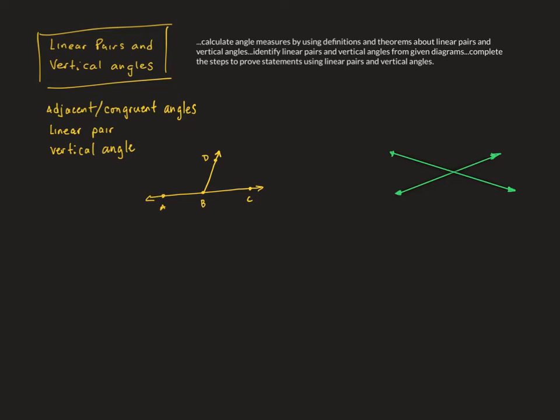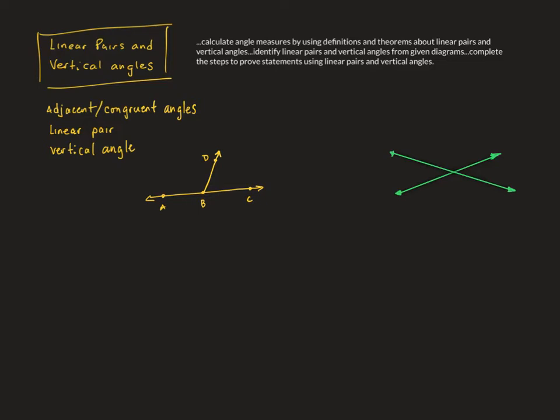As we continue with our geometry lessons, we're going to be talking about linear pairs and vertical angles. What we want to be able to do is to calculate angle measures using the definitions and theorems about linear pairs and vertical angles, identify linear pairs and vertical angles from a given diagram, and complete the steps to prove statements using linear pairs and vertical angles. Completing the steps means being able to talk through it and provide sound rationale for your decisions.